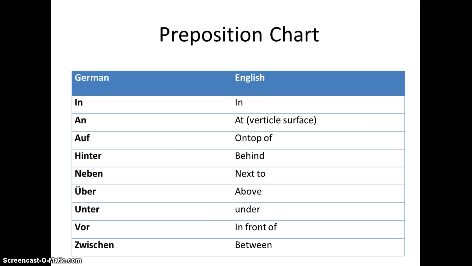And going back to this chart, let's just review them one more time. In is in, an is at, auf is on top of, hinter behind, neben is next to, über above, unter under, vor in front of, and zwischen is between.